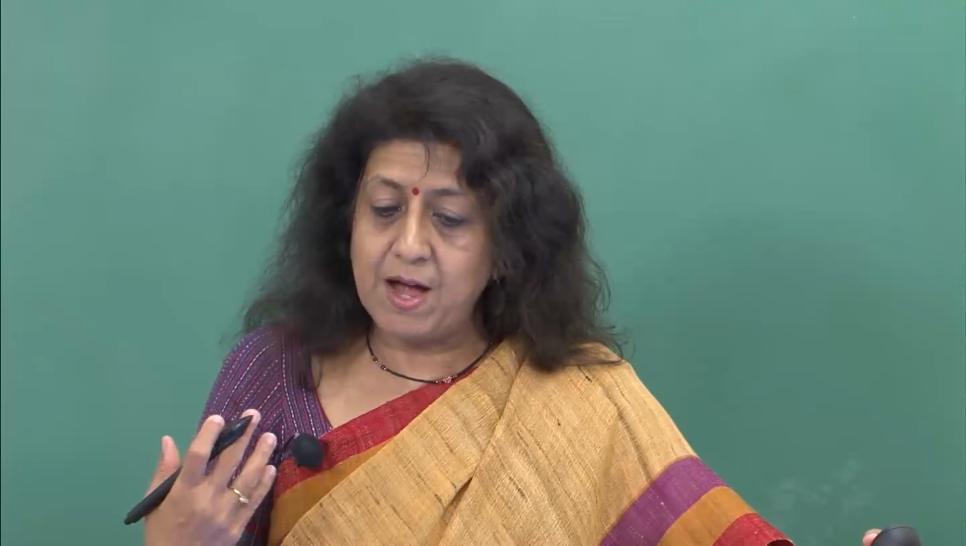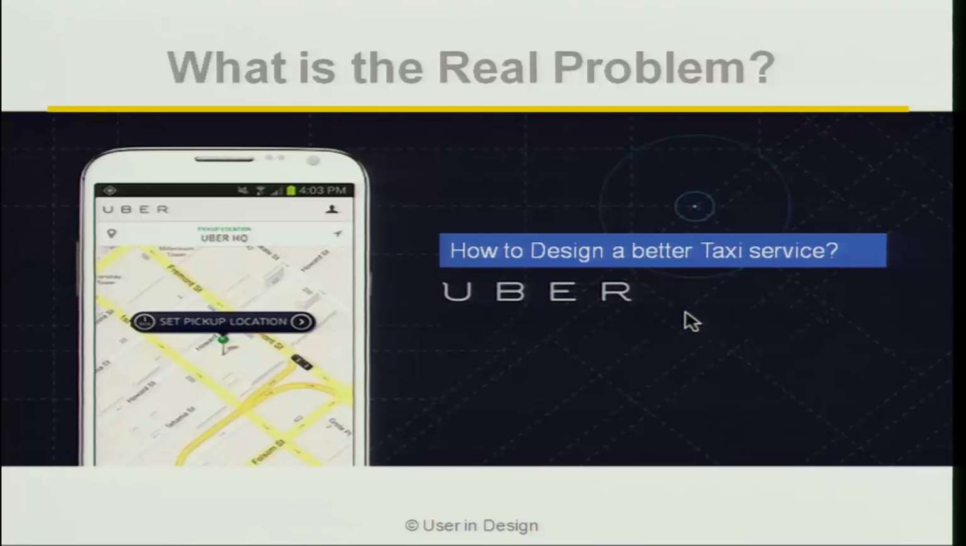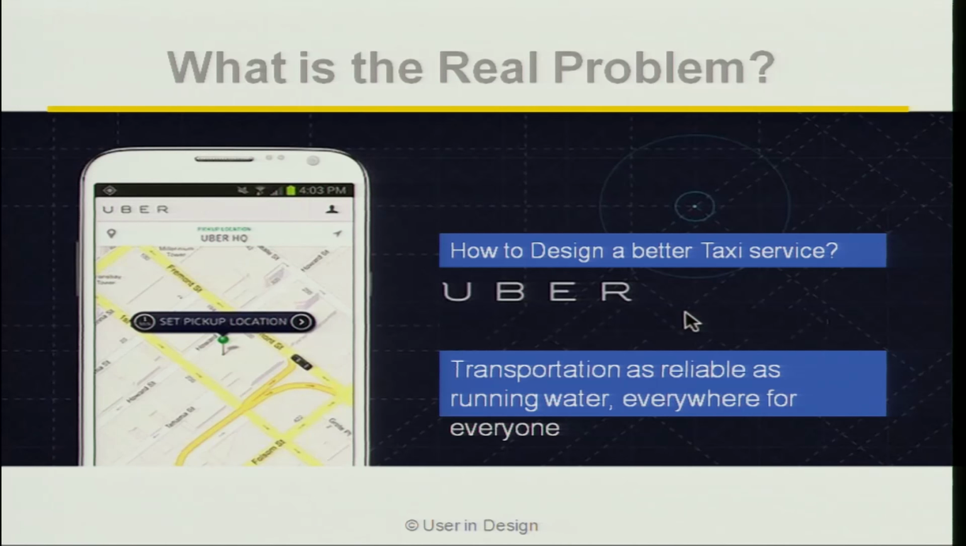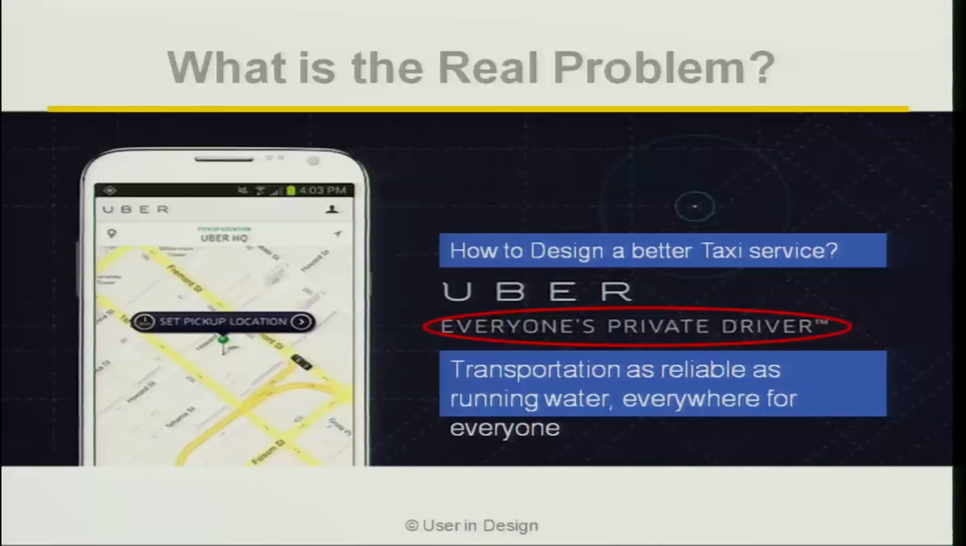So I would imagine they went through a lot of introspection and reflection, and thereafter, I'm sure, field research and everything. And I looked up what their mission statement is, and this is what it says: transportation as reliable as running water, everywhere for everyone. This is what Uber's mission statement is. And this is their tagline: everyone's private driver.